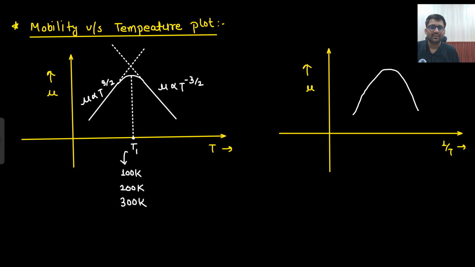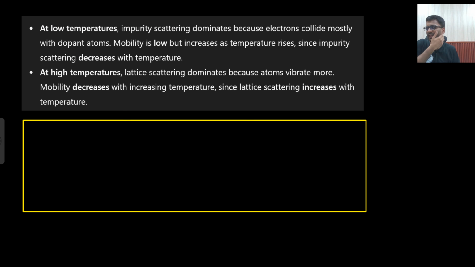Okay? Fine. So at low temperature, impurity scattering dominates because electrons collide mostly with the dopant atoms. Mobility is low, but as the temperature increases, impurity scattering decreases with temperature. So mobility also increases. At higher temperature, lattice scattering dominates because atoms vibrate more. Mobility decreases with increasing temperature since lattice scattering increases with temperature. Okay, well and good.